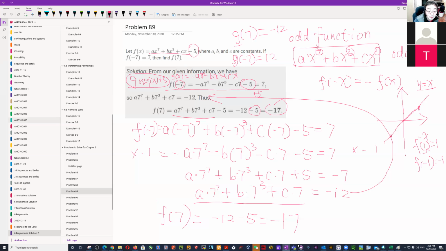So for a lot of functions, you're able to do it this way by exploiting the oddity of the function. Okay, I think that's all for today.